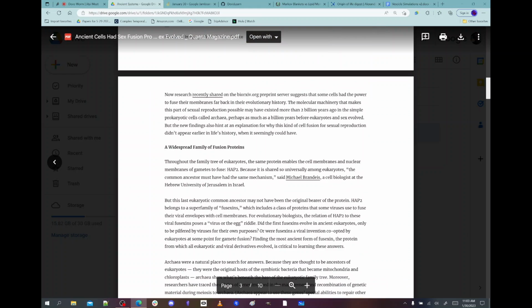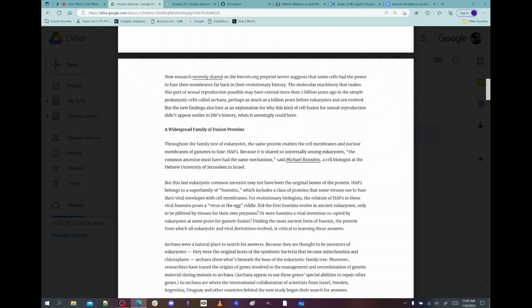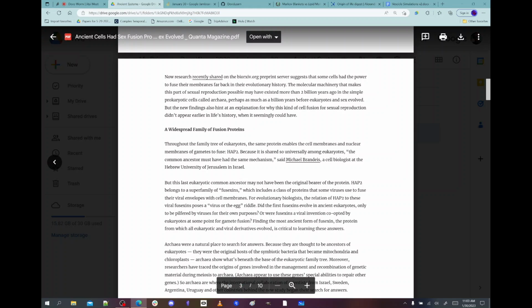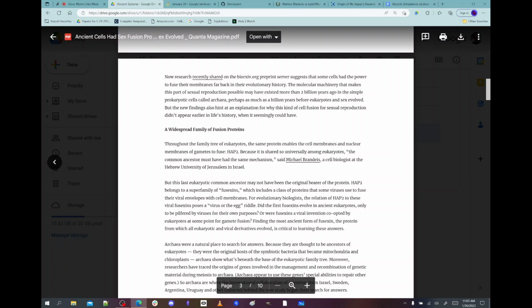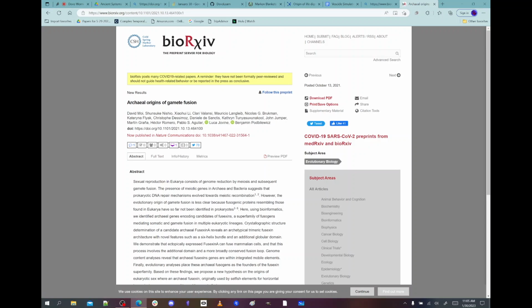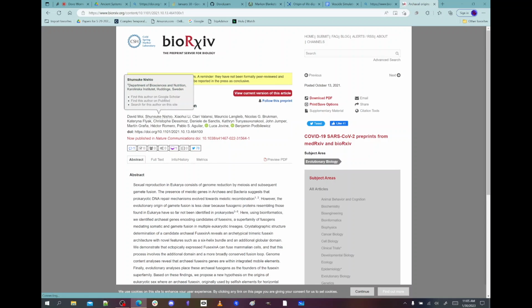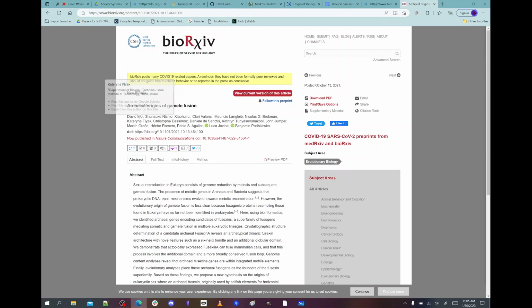So this is where you get these fusion proteins, a family of them, and they evolved fairly early on. So throughout the family tree of eukaryotes, the same protein enables the cell's membranes and nuclear membranes of gametes to fuse, and this is HAP2. Because it's shared so universally among eukaryotes, the common ancestor must have had the same mechanism. You'll see this paper, Archaeal Origins of Gamete Fusion. These are the authors on this paper.